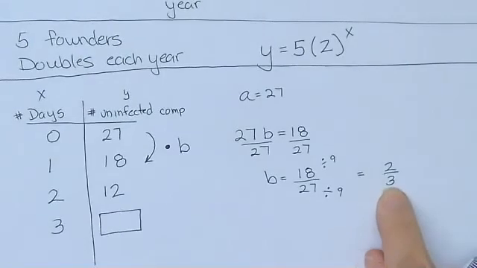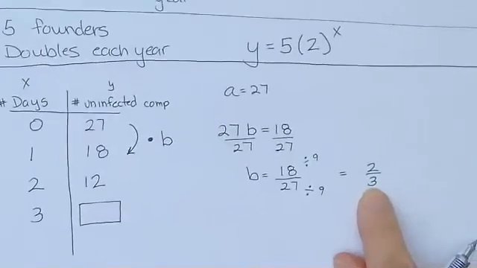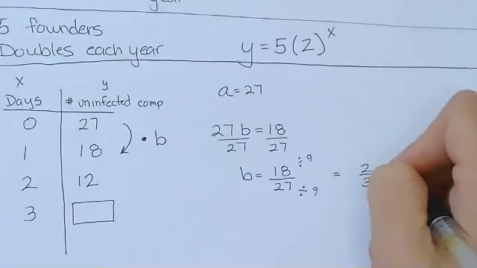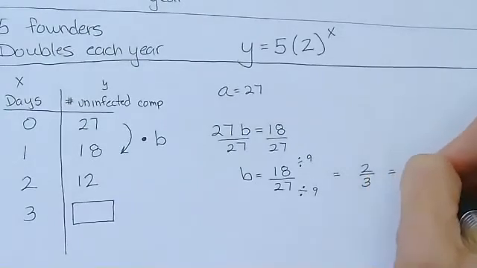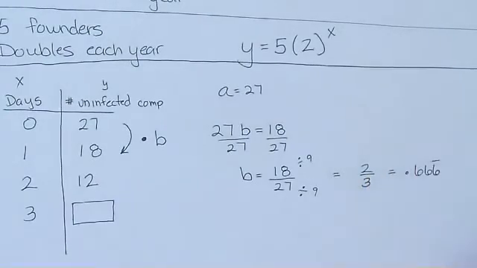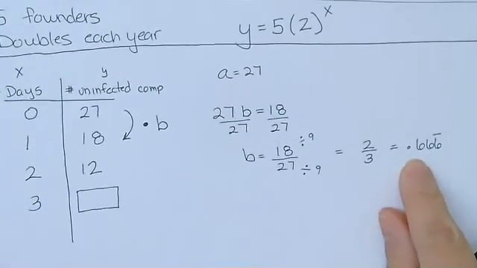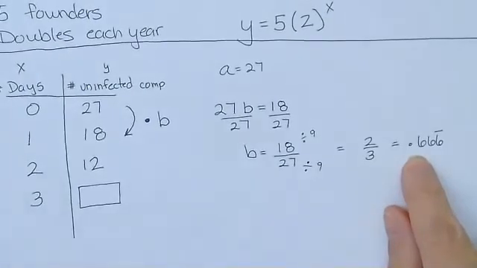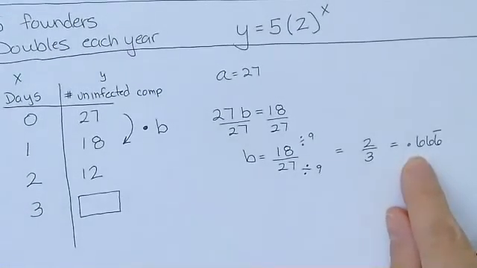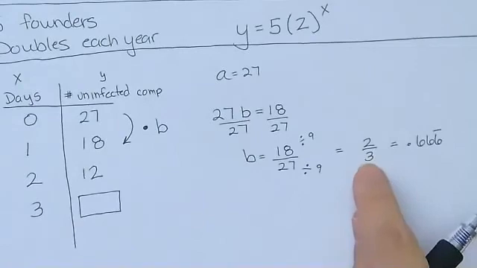If you divided it on your calculator, you probably got a decimal. The decimal would be 0.666 repeating. So if you want to put it in decimal form, that's fine. That's what 2/3 is as a decimal. It's a 0.6 with a repeating 6. So 0.66666, etc. But this is the value B.